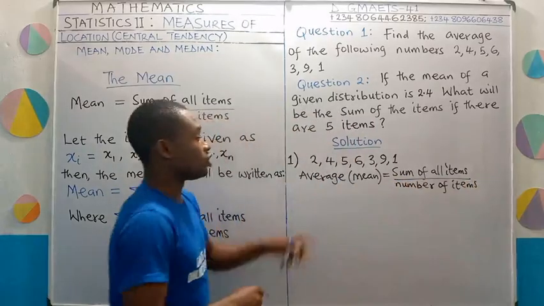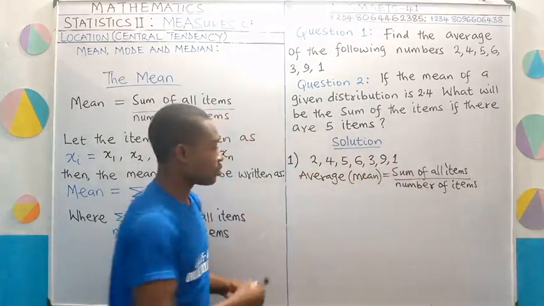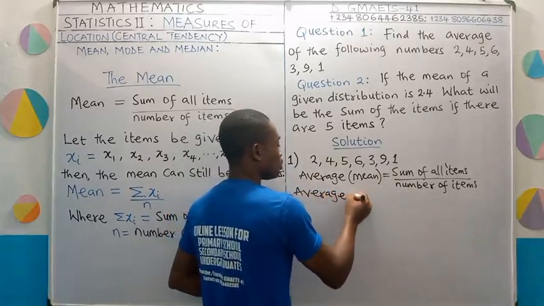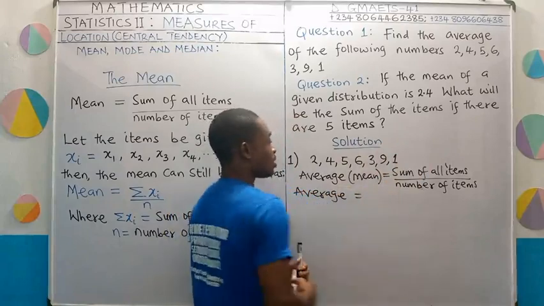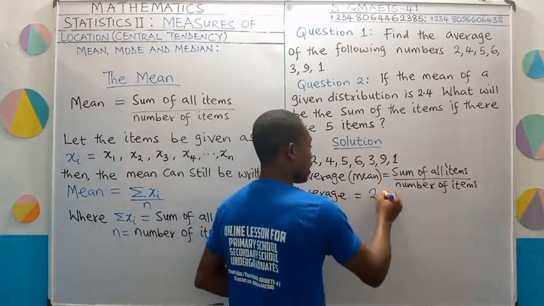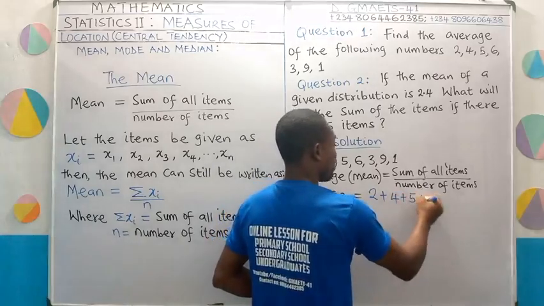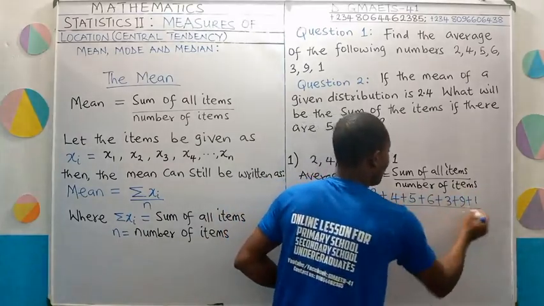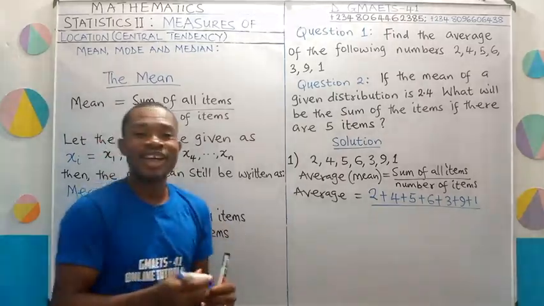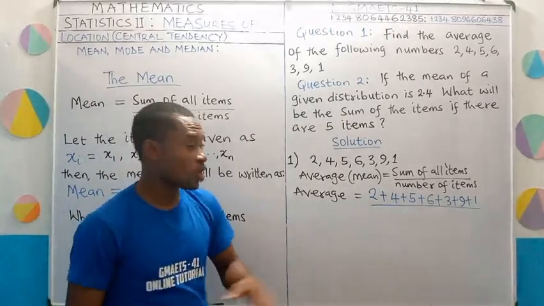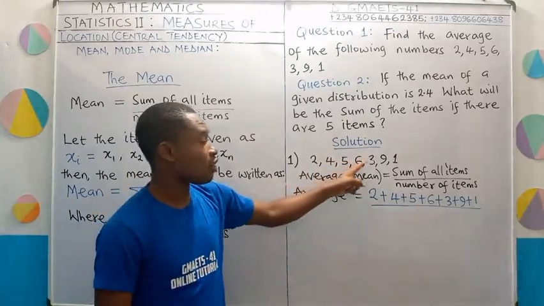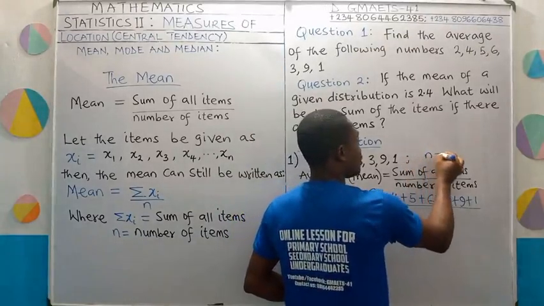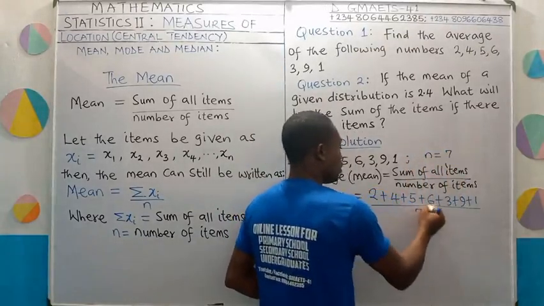So all I am going to do is to add all these numbers. This is going to be average equal to, let us add the numbers and see. I'm going to use this blue shade of marker: 2 plus 4 plus 5 plus 6 plus 3 plus 9 plus 1. Then I'll divide it by the number of items we have there. How many numbers were given to us in this question? 1, 2, 3, 4, 5, 6, 7. So in fact, let me write it here that n is equal to 7. So this is going to be over 7.